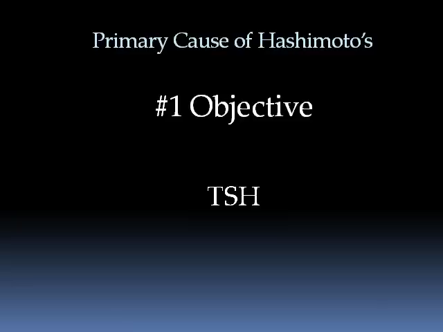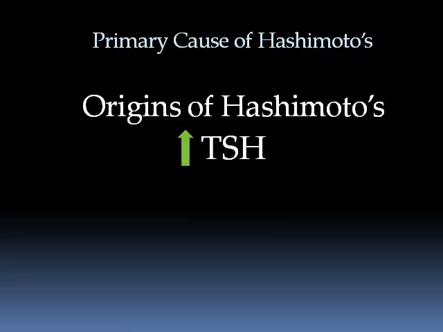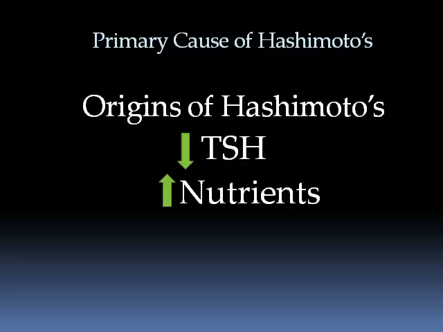I hope this has clarified for you the primary theory of the origin and what tends to cause Hashimoto's to not be able to resolve itself on its own. It requires intervention to get TSH to come down, as well as certain specific nutrients or supplements to reduce the inflammation, which I'll cover in future presentations.